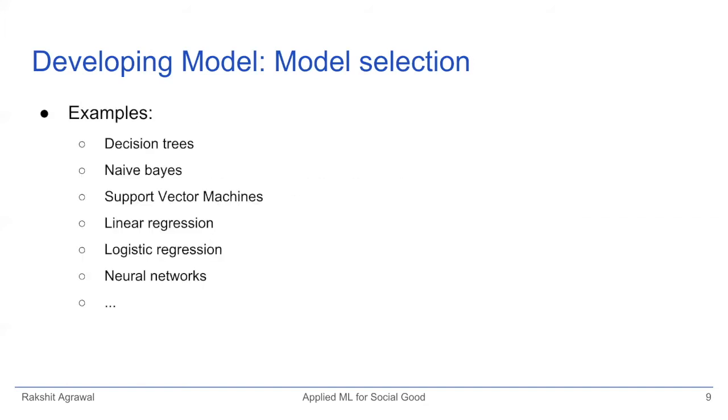Some common examples of algorithms that are used: decision trees and naive Bayes. These are the simplest algorithms, and they are taught generally in the first, second weeks of most ML classes. So it's good to know them. It's good to use them whenever they work really well because they're really fast. But they have their own limitations. I mean, they cannot learn much more complex problems.